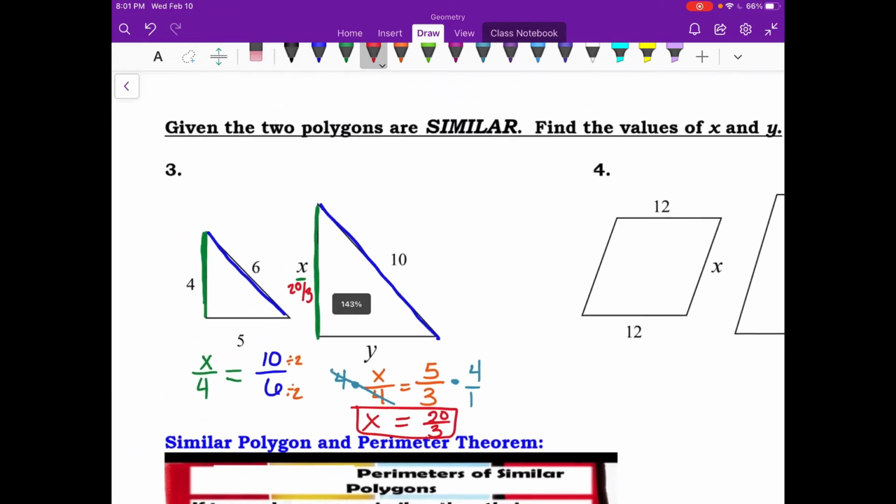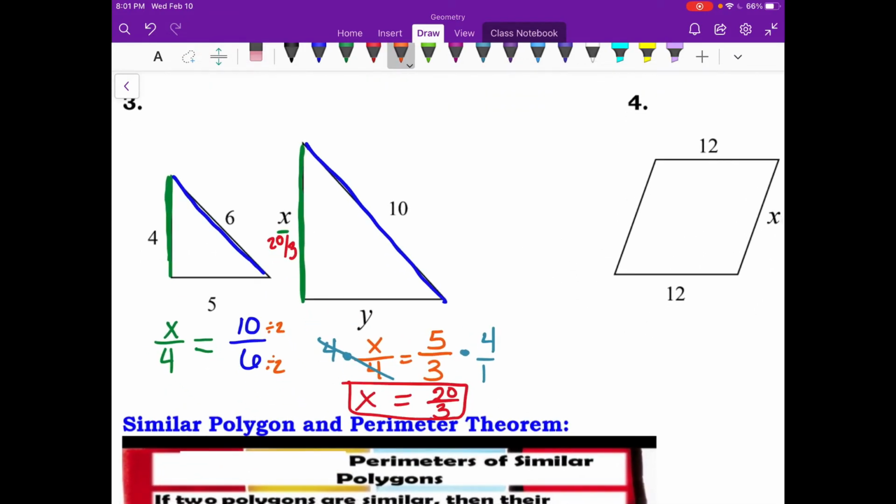Now I need to do it again for y. My y is this side, which is corresponding to 5. So my proportion will be y over 5. Again, I'll make that equal to my other proportion that I now know, which is 5 over 3. Just took it from the first problem.